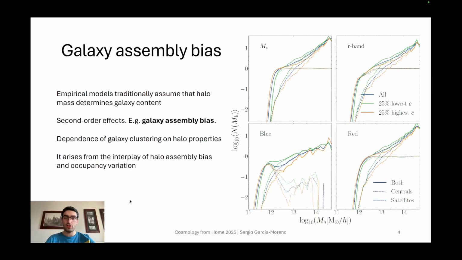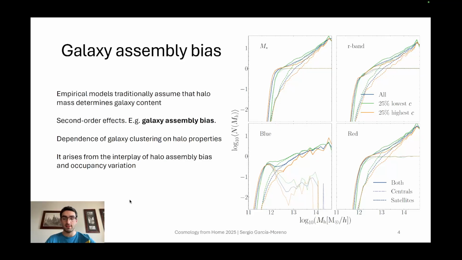Empirical models traditionally assume that halo mass determines galaxy content. However, recent studies have demonstrated that second-order effects do indeed exist. For example, galaxy assembly bias is one of them. Galaxy assembly bias is the dependence of galaxy clustering on halo properties beyond halo mass, and arises from the interplay of halo assembly bias and occupancy variation. This means that halo assembly bias is a prerequisite for galaxy assembly bias.